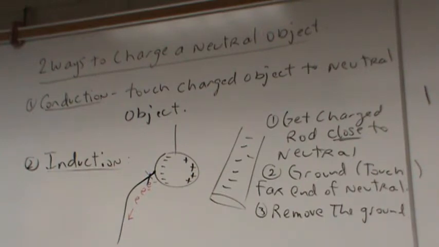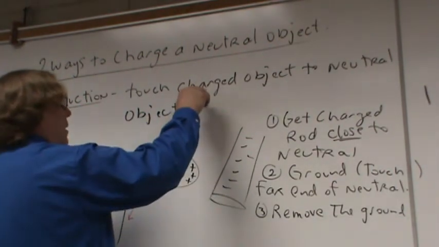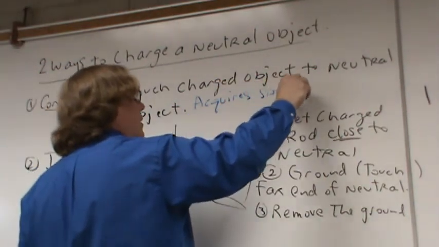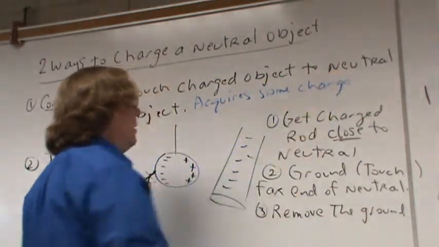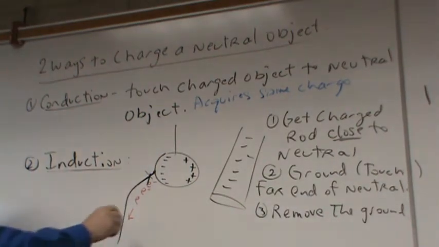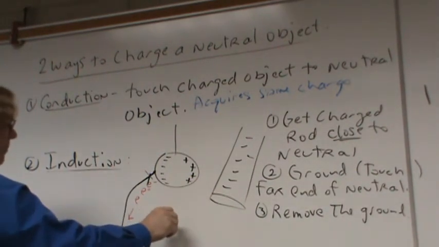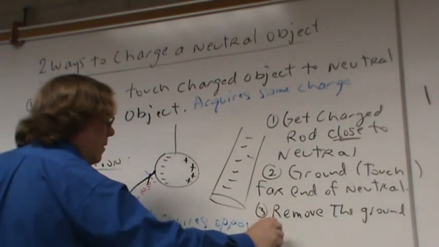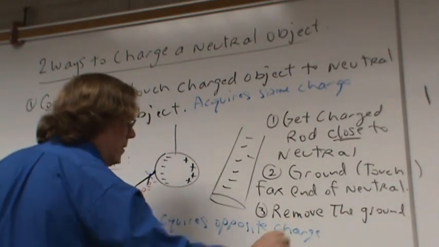Tell me, which of these two methods results in your neutral object acquiring the same charge as your charged object? Conduction acquires the same charge. And then induction, it acquires the opposite charge. All right.